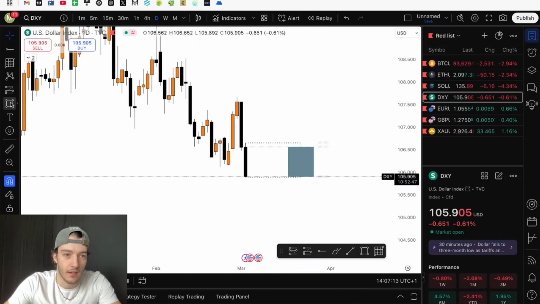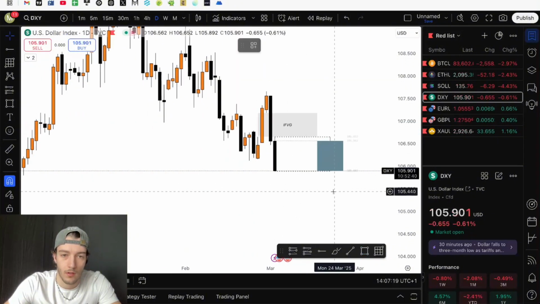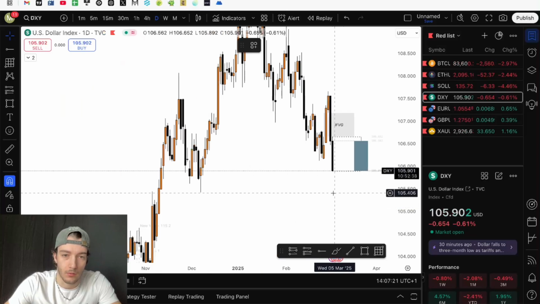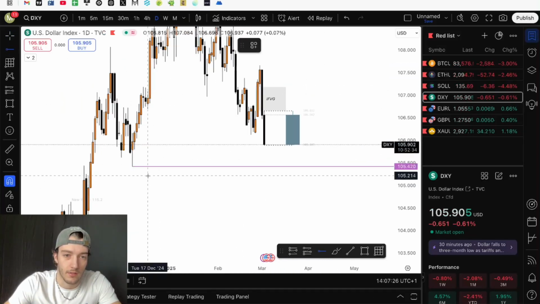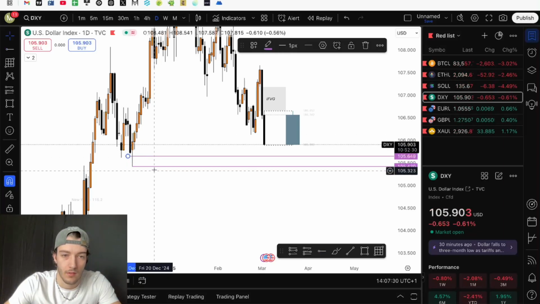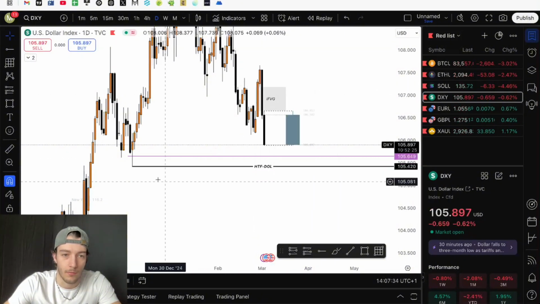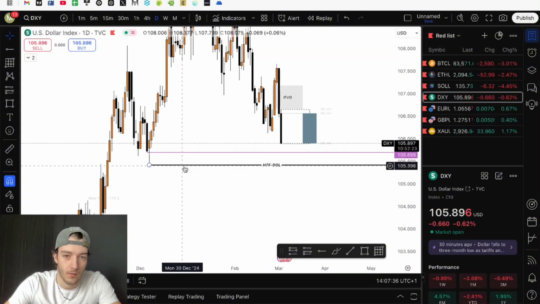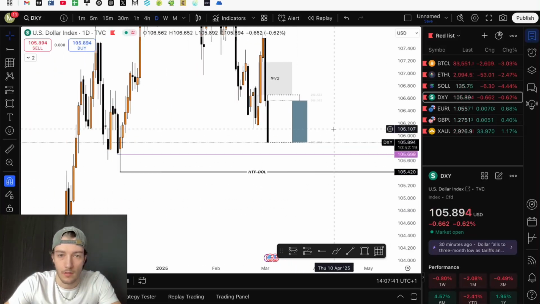We also have this daily inverse fair gap on the dollar. We are just forming lower lows, following the trend. We are probably targeting this low on the higher time frame. Yeah, I mean, not much other than this to mark out, unfortunately. We are just heading towards these levels here, clearly.